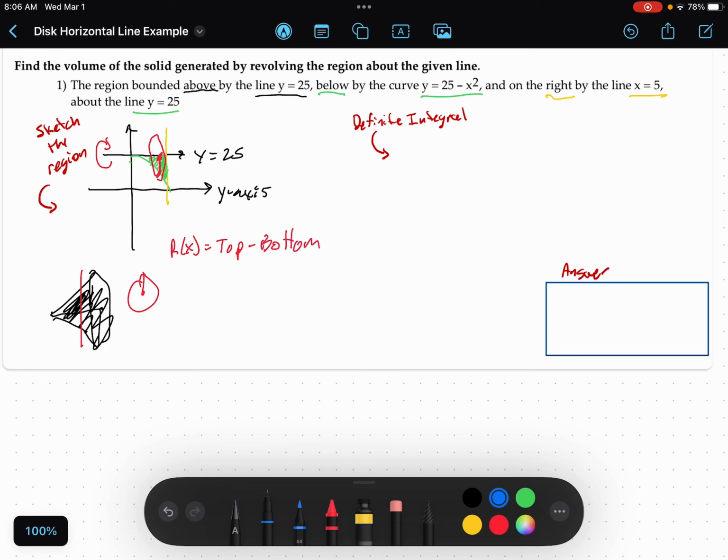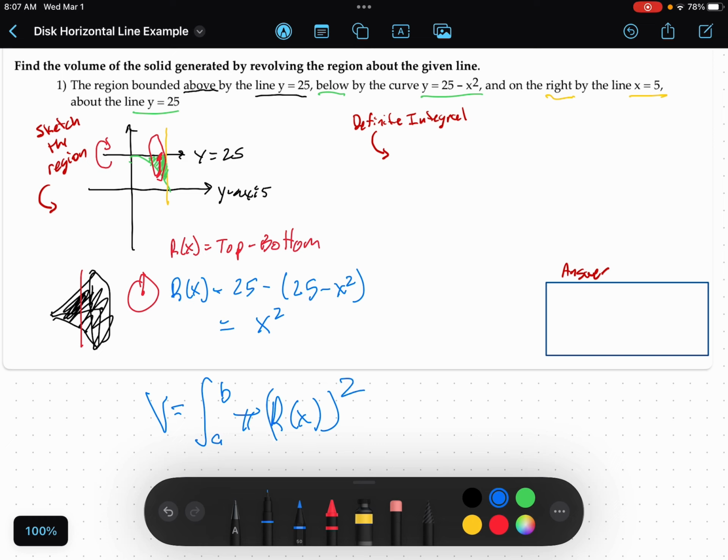So r of x in our case is going to be the top, which is 25, minus the bottom, which is a binomial, so I have to include it in parentheses, 25 minus x squared. If I simplify this, I'll distribute the negative and the 25s will cancel. So my r of x is simply x squared. Now don't forget that the disk method is v equals the definite integral from a to b of pi times r of x squared. So you have to square the x squared when you set up the definite integral.